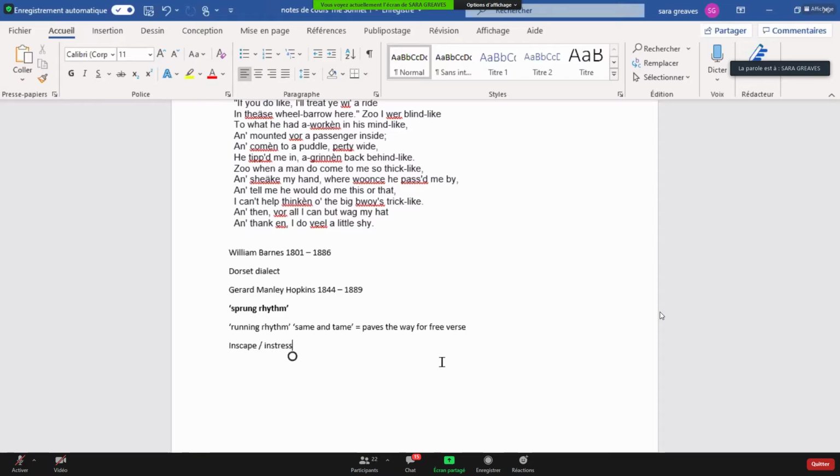Now, we'll perhaps come back to that in a sec, but these notions, inscape and instress, are important for understanding Hopkins's poetry, inscape and instress. But let's just have a look at the poem, and perhaps we'll mention that as we go along.